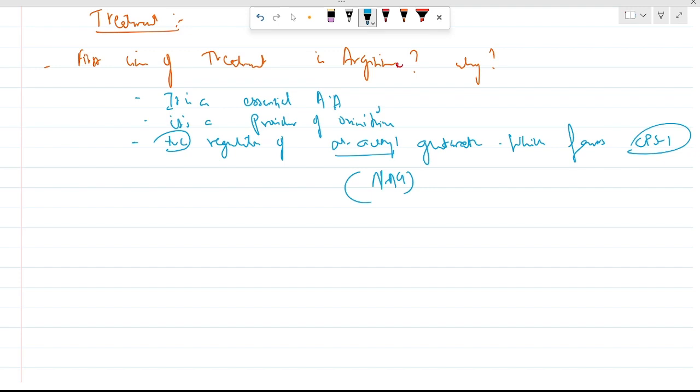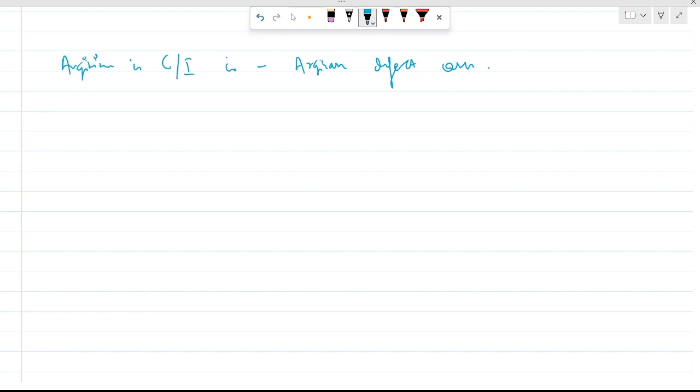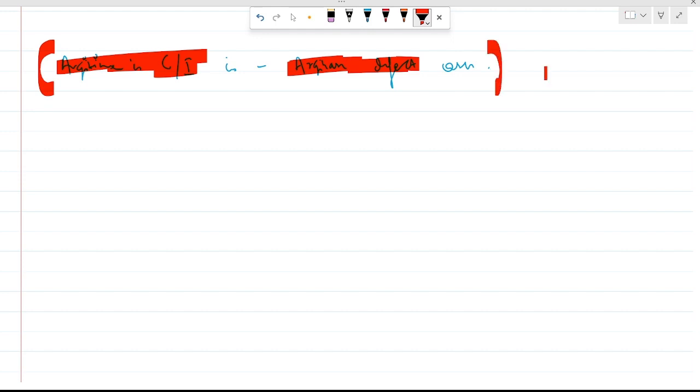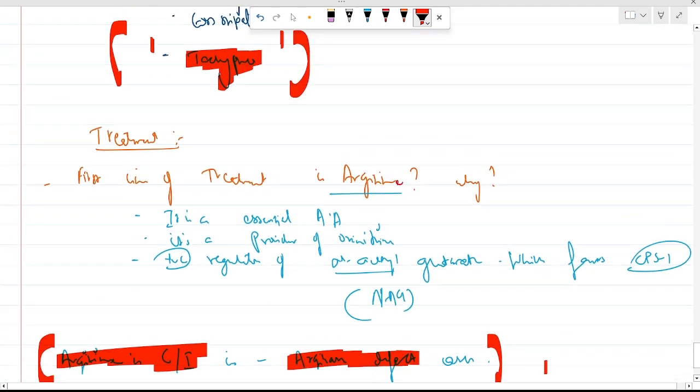This is why arginine is used, but arginine is also contraindicated, meaning not used, in arginase defect cases. In that case, arginine will not be used, as it gets accumulated in arginase defect. In this one condition, arginase defect, arginine is contraindicated.